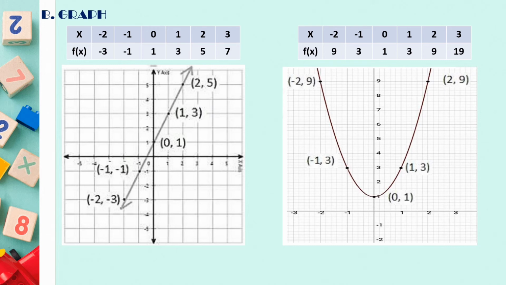By observing the graph, the first graph is a linear function, while the second graph is a quadratic function. The graph of a quadratic function produces a parabola or smooth curve. Therefore, the graph of a linear function is a straight line, while the graph of a quadratic function is a smooth curve called parabola.